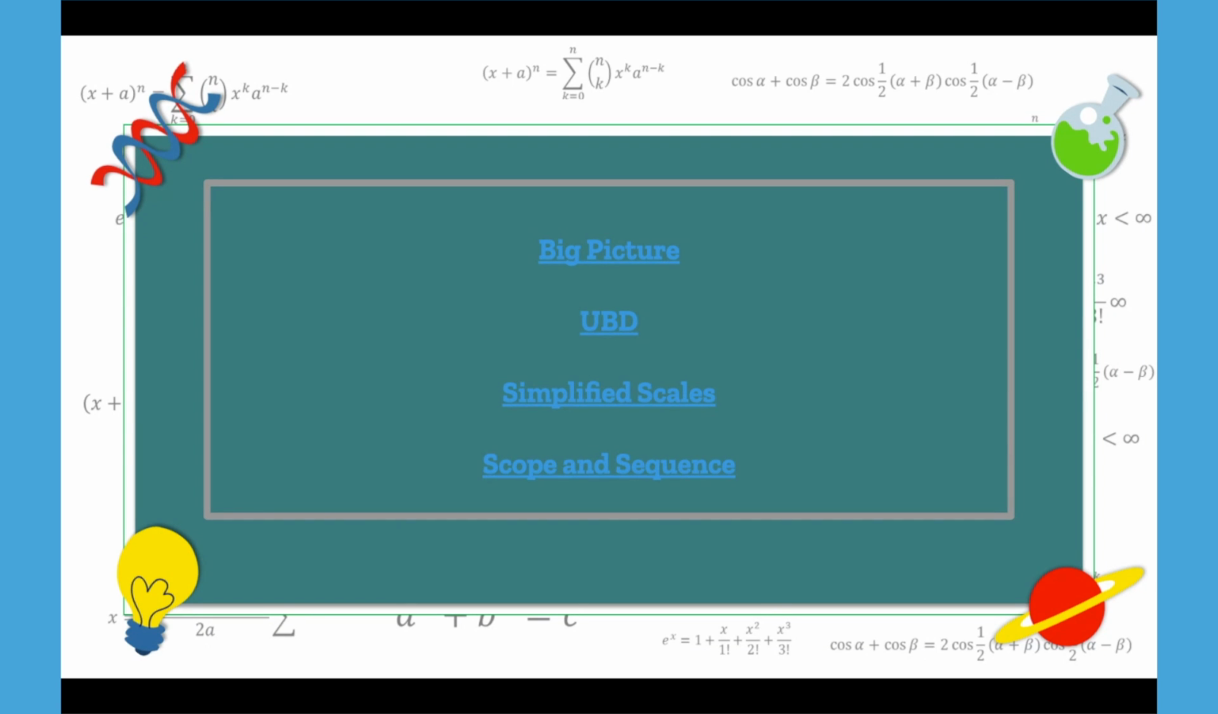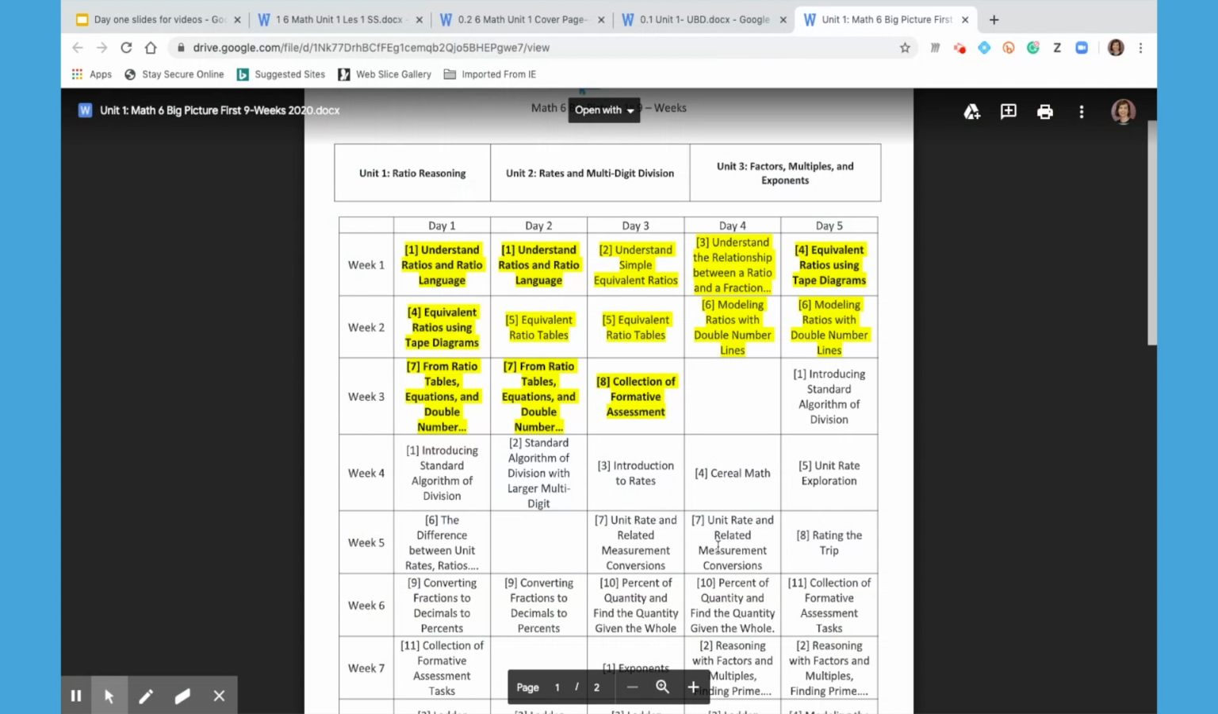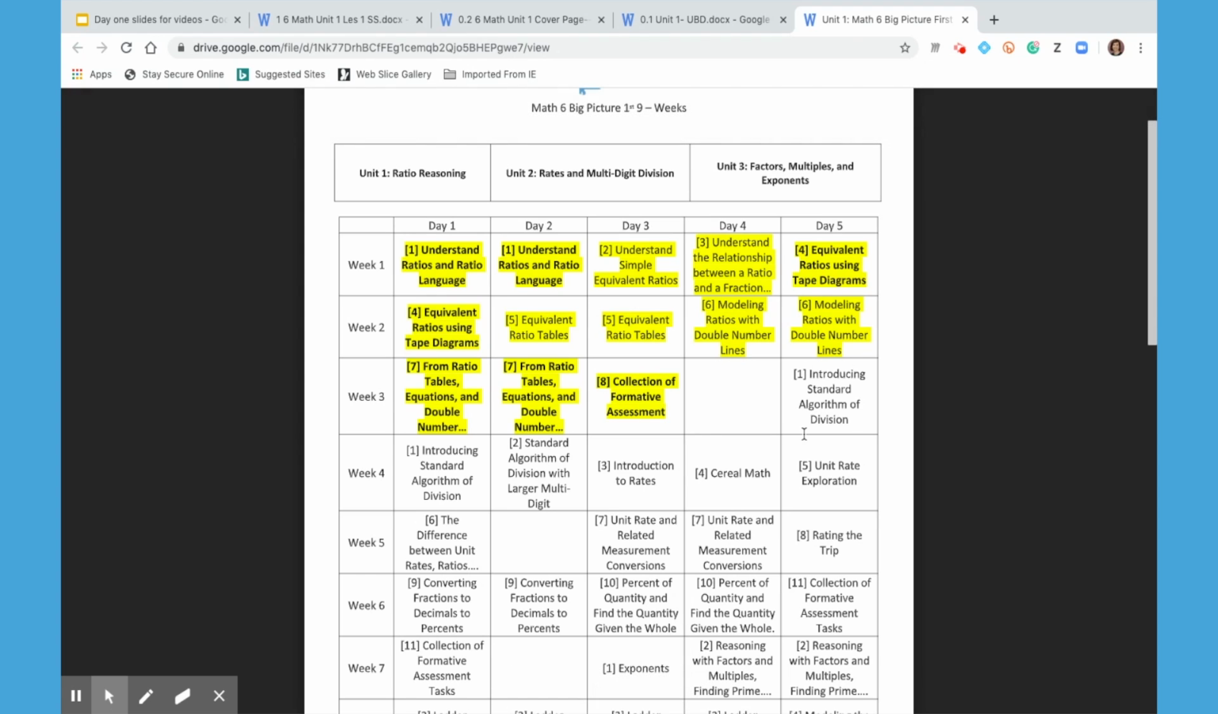The very first one is the big picture, the UBD, the Simplified Scales, that's also known as cover page or unit overview, and the scope and sequence. Big picture. That is for the first 9 weeks. It is actually a calendar and a picture of what your units will look like within the 9 weeks.